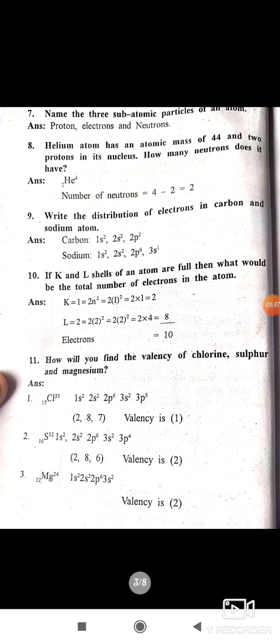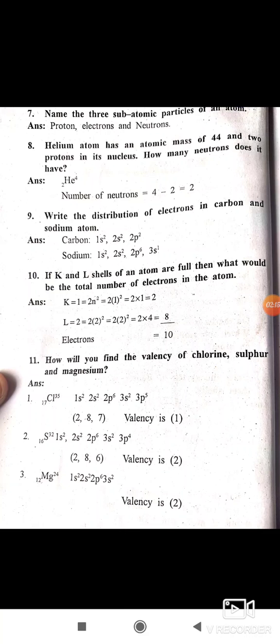Name the three subatomic particles of an atom. Protons, electrons and neutrons are the three subatomic particles of an atom. A helium atom has an atomic mass of 4 and 2 protons in its nucleus. So how many neutrons does it have? The number of neutrons is 4 minus 2, which is equal to 2.